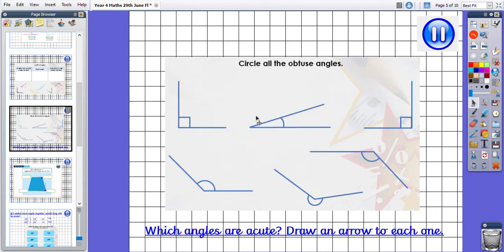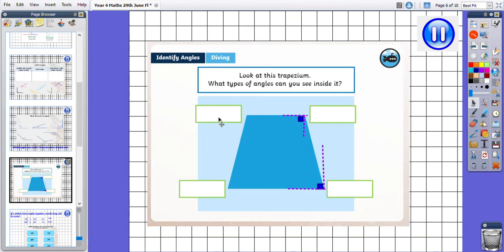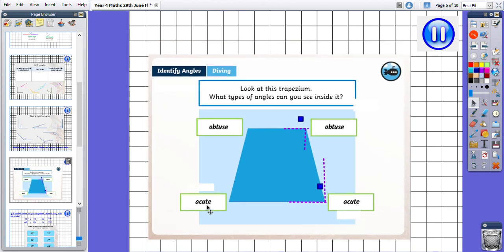Circle the obtuse angles. You should have circled this one here and this one here. You shouldn't have circled this one because it's a reflex angle. Which angles are acute? You should have drawn an arrow to just this angle here in the middle. Our trapezium then, you should have had obtuse, obtuse, acute, and acute angles.